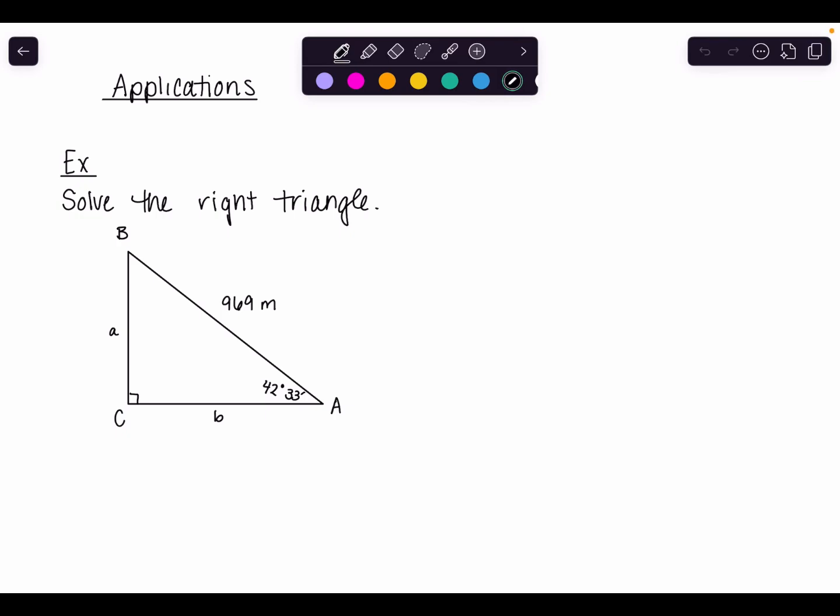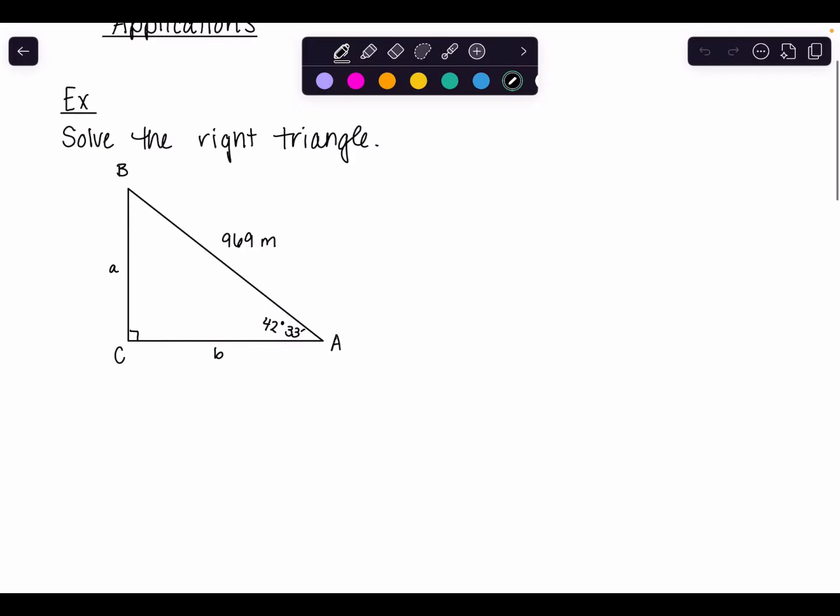So our last section in this chapter is going to be about applications. We're really just going to be utilizing right triangles and different terminology that we've had to solve different problems. So the first example we're going to start at is we're going to solve this right triangle.